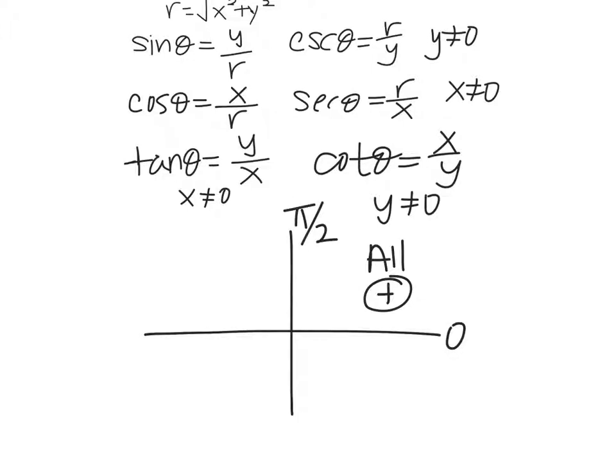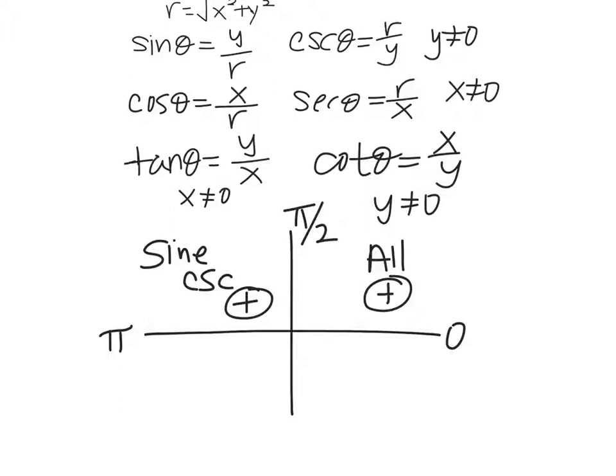0 to pi over 2, you're in quadrant 1, okay? That's what they were asking you for in that one. In quadrant 2, which is pi over 2 to pi, sine and cosecant are positive over here, okay? The other 4 are going to be negative in quadrant 2.